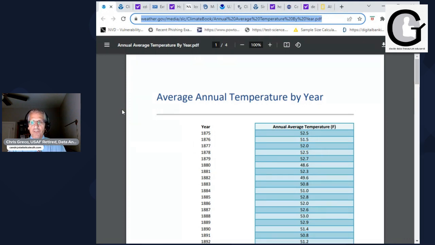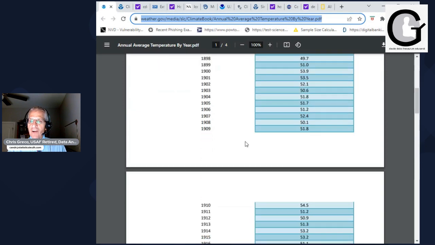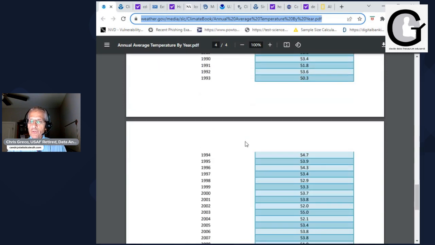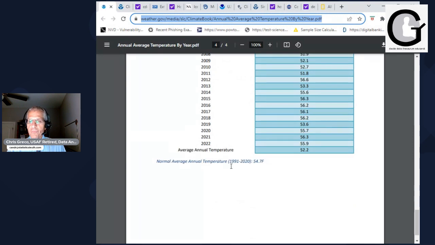So what is temperature? Well, temperature, again, you've got to define that. What does temperature mean? Well, temperature could mean, like this, the average annual temperature. This is weather.gov. This is average annual temperature by year, from 1875 all the way through to 2022, with an average annual temperature of 52.2, right?